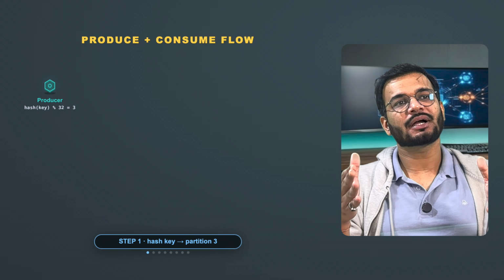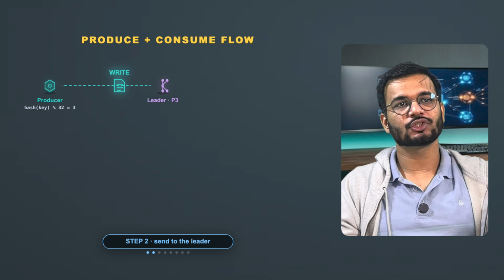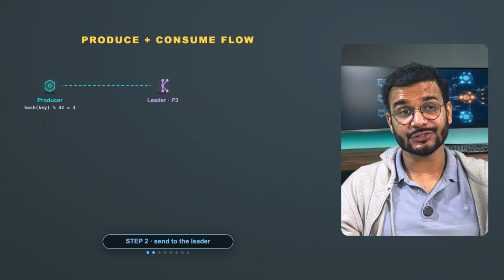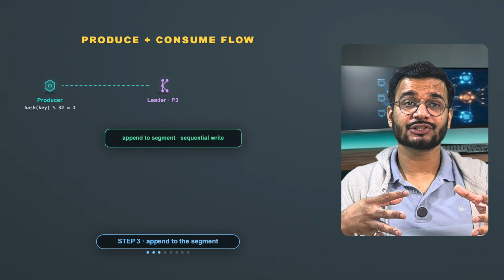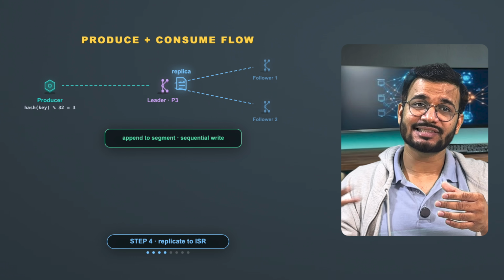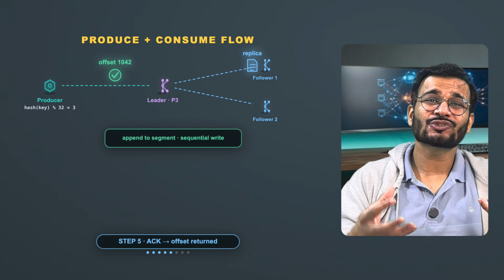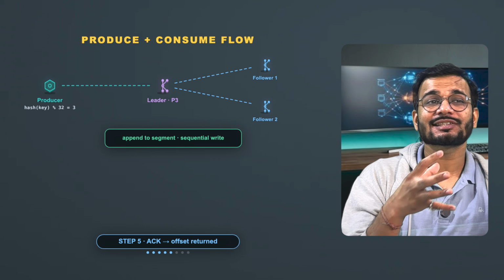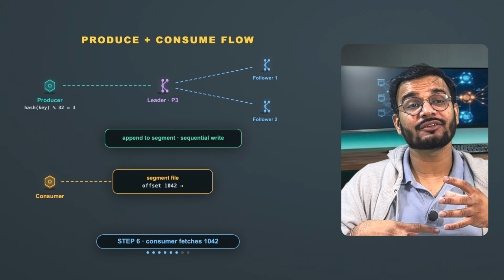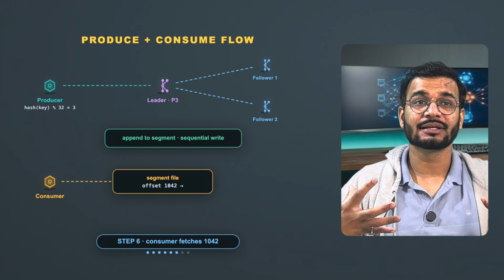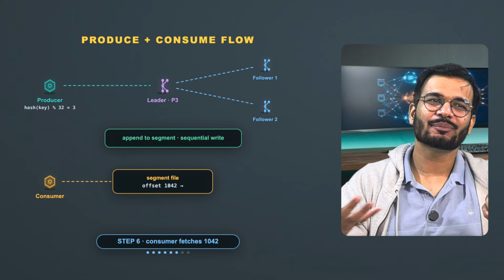Okay, the next part is the producer and the consumer flow. Now producer hashes the key, determines the partition 3, connects to the partition 3's leader broker, and then sends. Then the broker appends to the segment file, that is a sequential write, and it replicates to the followers in parallel and then waits for ISR acknowledgement and then returns the offset to the producer.